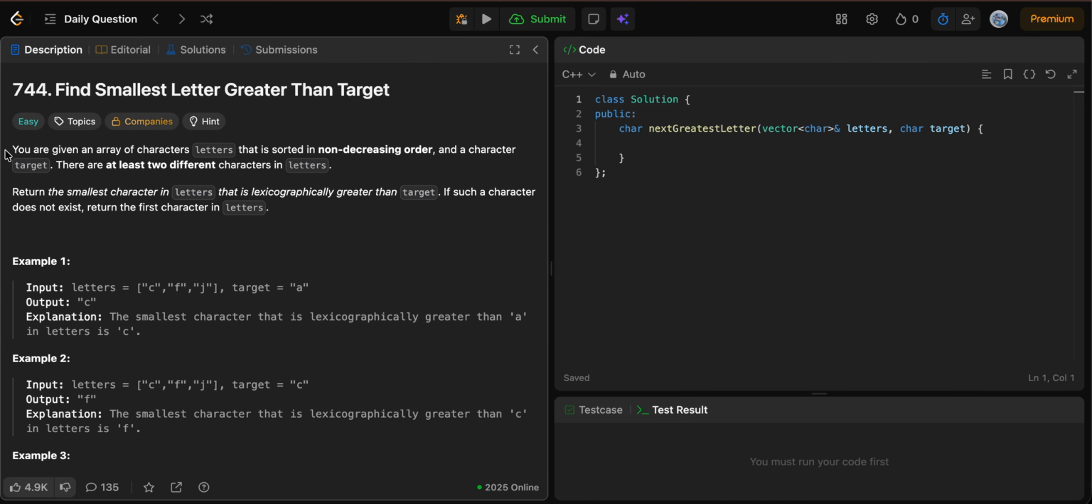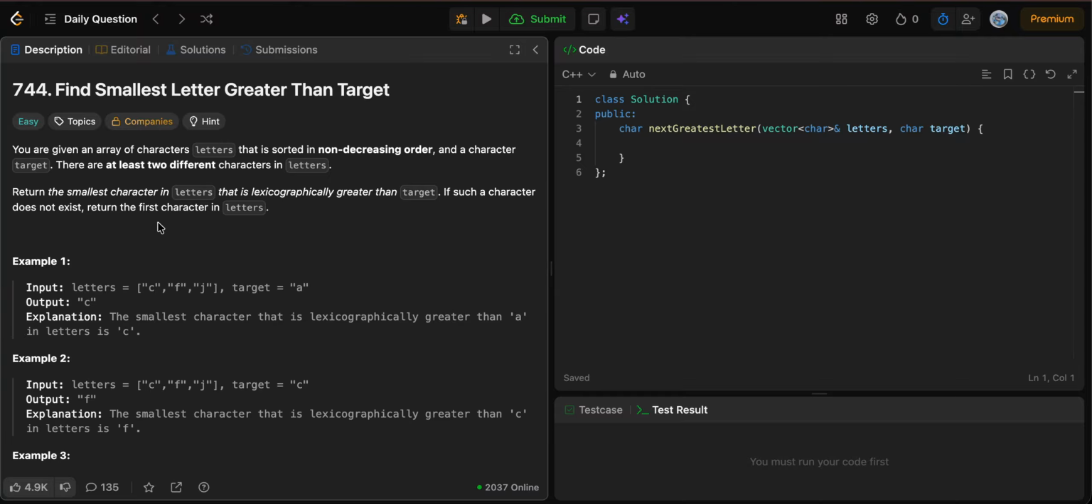The question says you are given an array of characters, letters, that is sorted in non-decreasing order. What is non-decreasing order? And a character target, and there are at least two different characters in letters. Return the smallest character in letters that is lexicographically greater than target. If such a character does not exist, return the first character in letters, right?